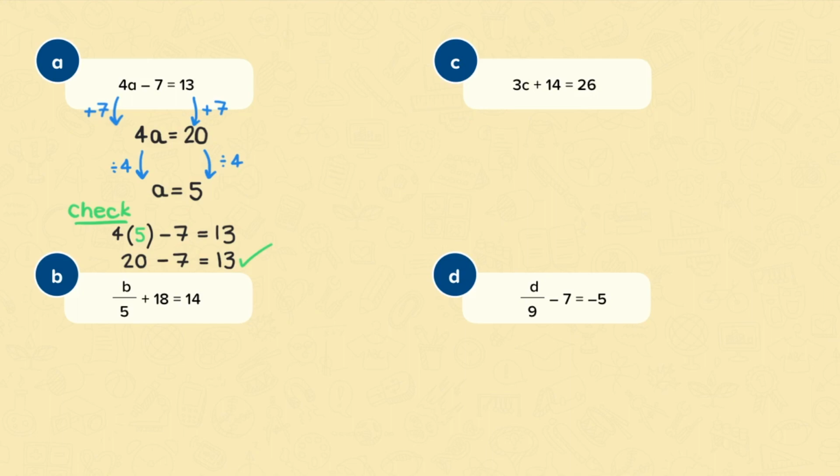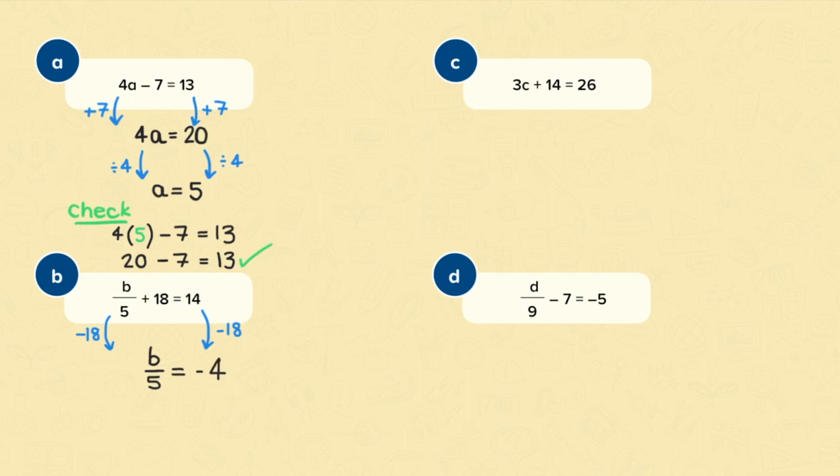So we know we have solved this equation correctly. Question B. b over 5 plus 18 equals 14. b is being divided by 5 and then having 18 added to it. The inverse of adding 18 is subtracting 18. So we subtract 18 from both sides and this gives us b over 5 equals negative 4.